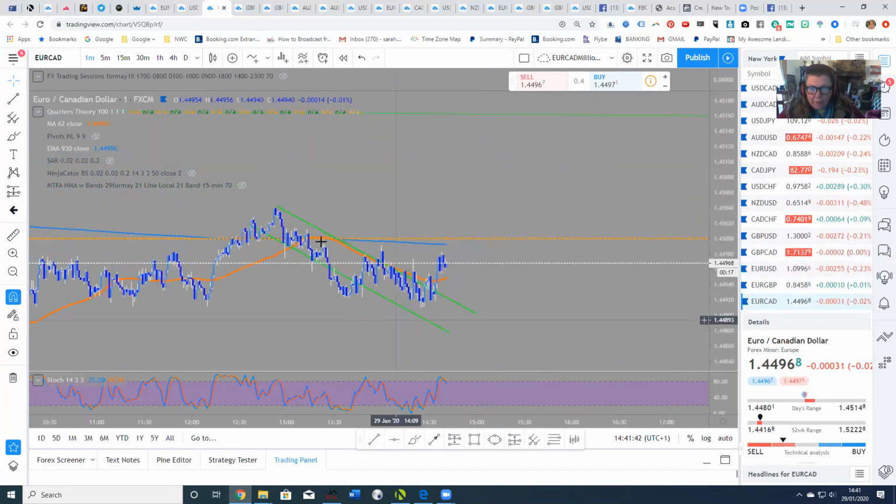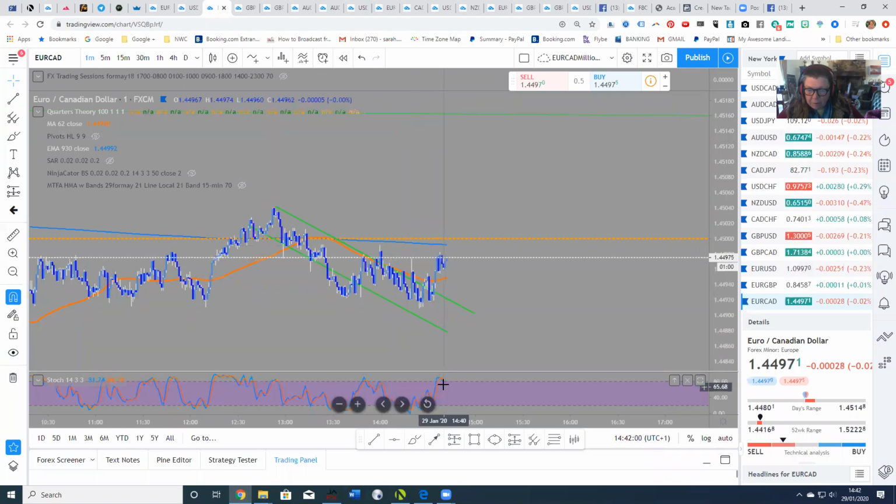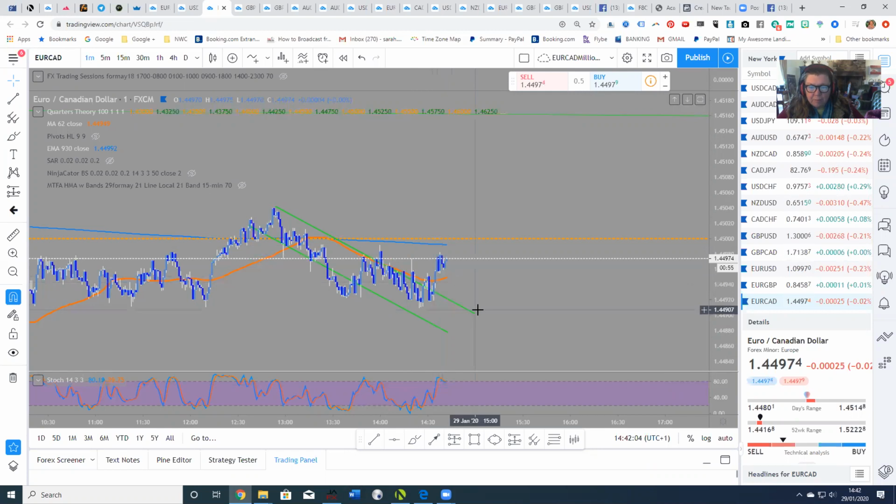So it didn't respect that channel. There's the 62, and it's broken above, but again, it's failing to retest the 15 minute or the quarter theory. And you can see it is over. This is the 1 minute. You wouldn't want to trade off this on BYOB. You can see it's above the purple box. It is oversold, so it is working its way down.